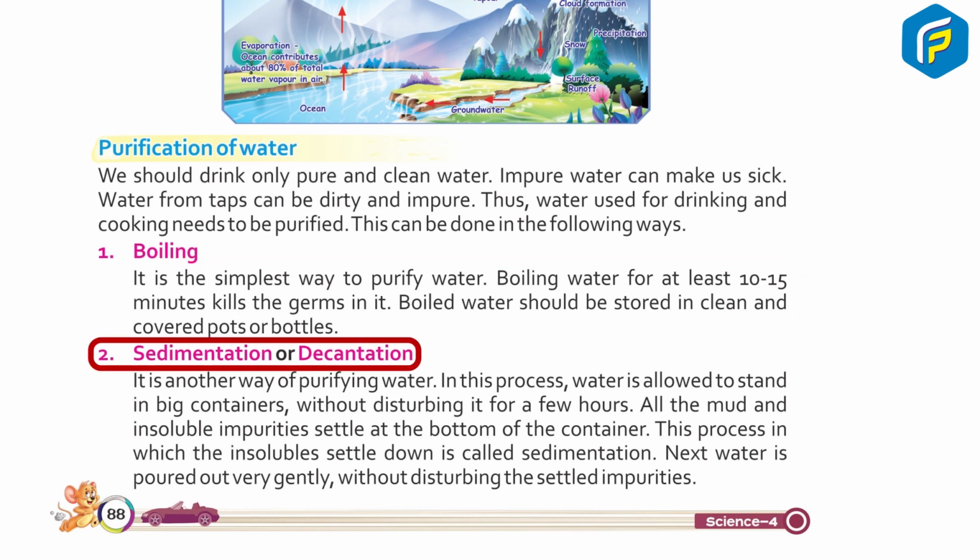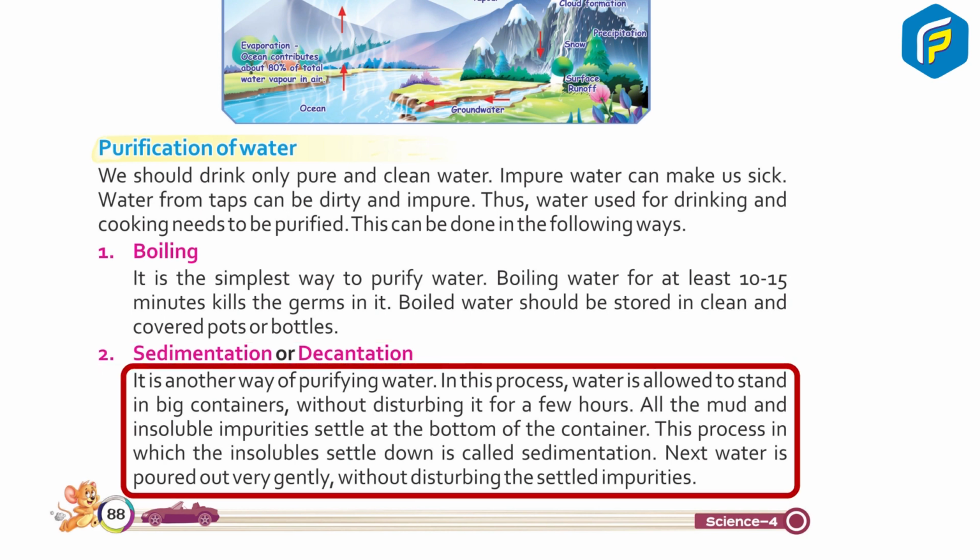2. Sedimentation or decantation. It is another way of purifying water. In this process, water is allowed to stand in big containers without disturbing it for a few hours. All the mud and insoluble impurities settle at the bottom of the container. This process in which the insoluble impurities settle down is called sedimentation. Next, water is poured out very gently without disturbing the settled impurities.